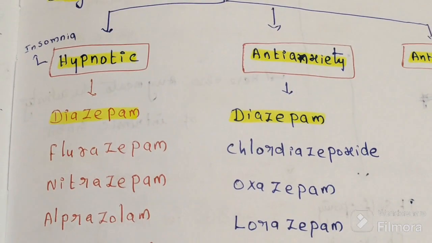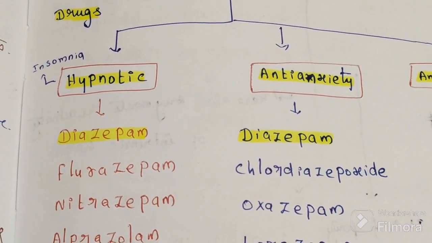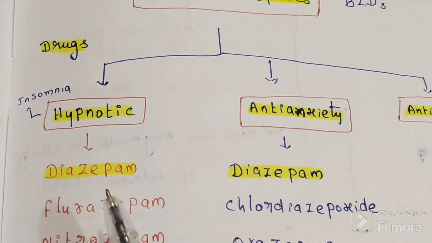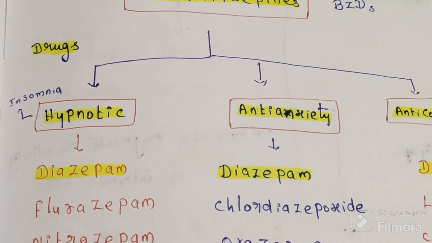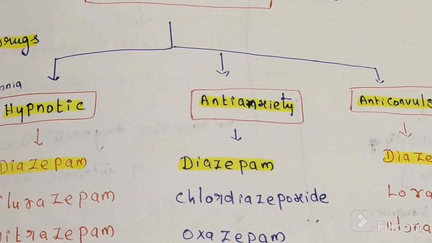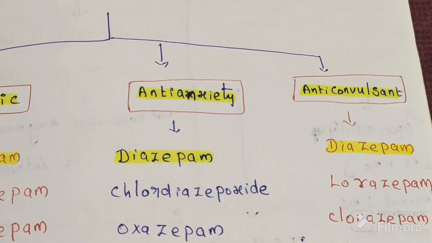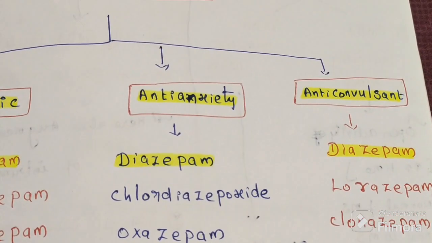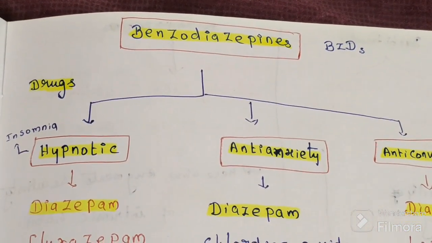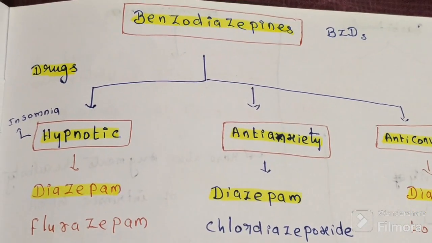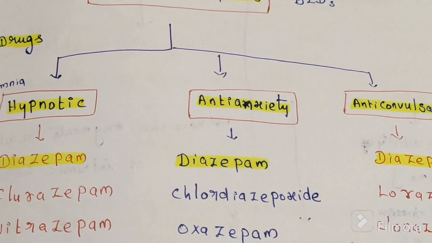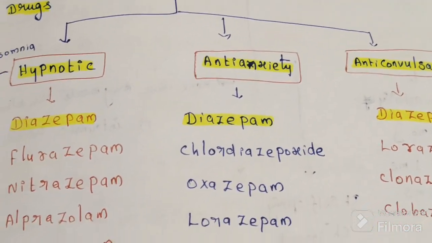hypnotic. Hypnotic means for sleeping. It is used for insomnia, a sleeping disorder. Some are used as anti-anxiety, and some are used as anticonvulsant. So these benzodiazepines are used as hypnotic, anti-anxiety, and anticonvulsant.